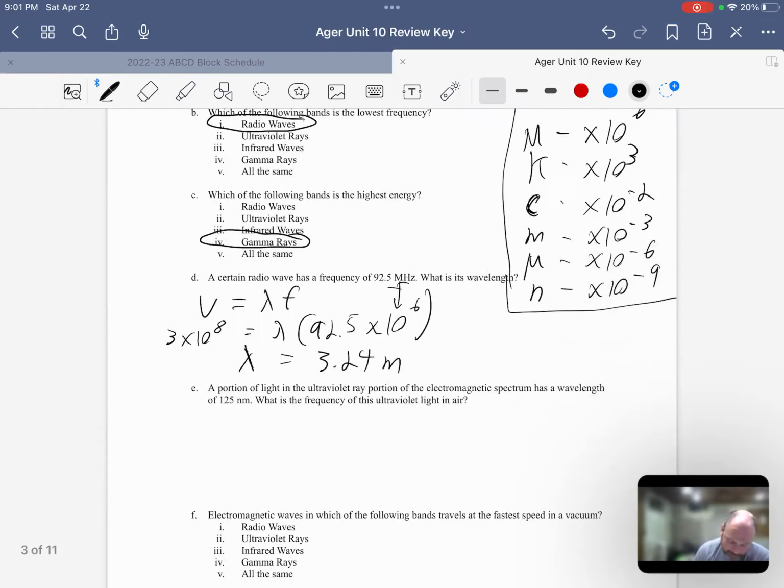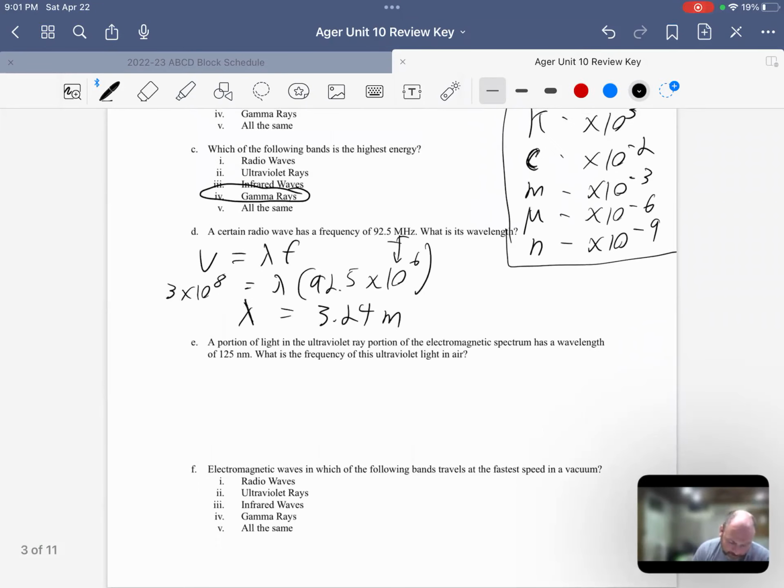Can't memorize those things. All right, portion of the light, the ultraviolet spectrum has a wavelength of 125 nanometers. What's its frequency? So we're finding frequency now. Again, velocity equals wavelength times frequency. It also is moving at 3 times 10 to the 8th. They all are. And now we know it's 125, but it's nano. So we're going to go times 10 to the negative 9th. And then the frequency is what we're trying to find.